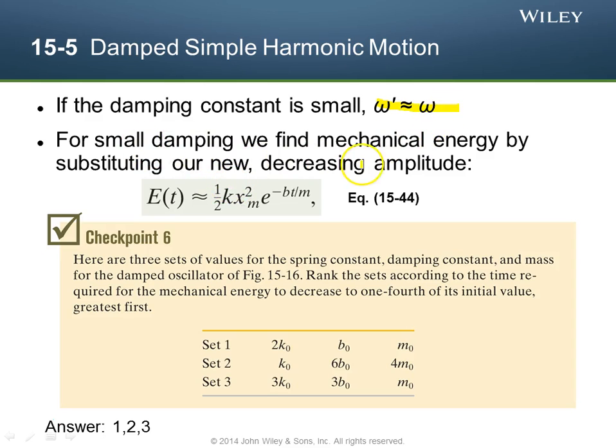And for small damping, we can find the mechanical energy by substituting our new equation with the decreasing amplitude. That piece allows for that decrease in amplitude, the e to the negative bt over m.